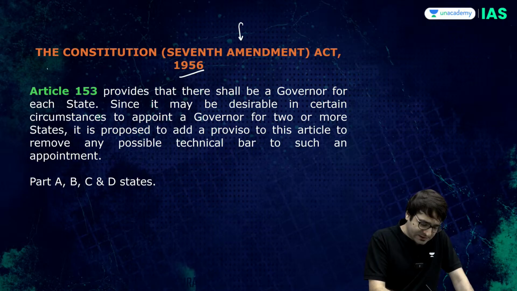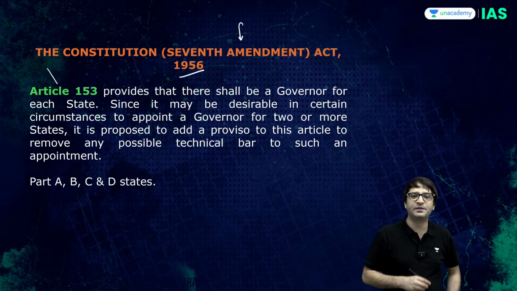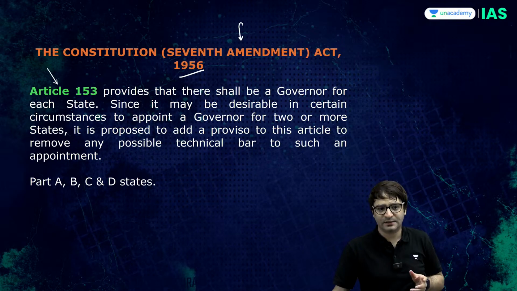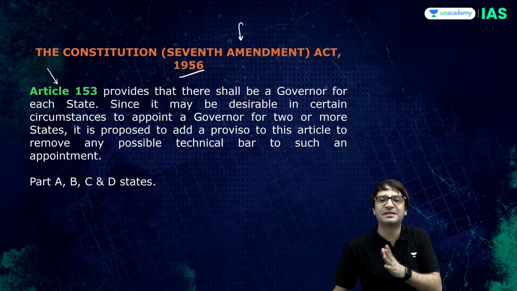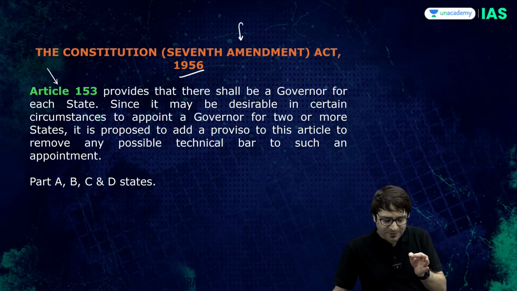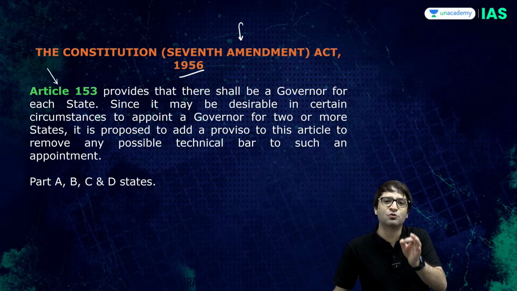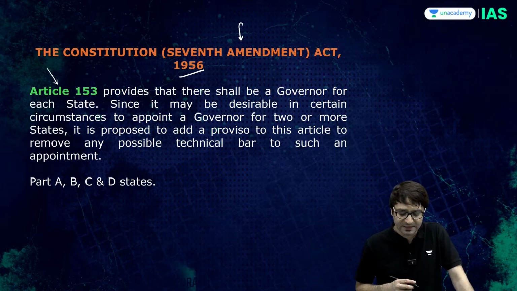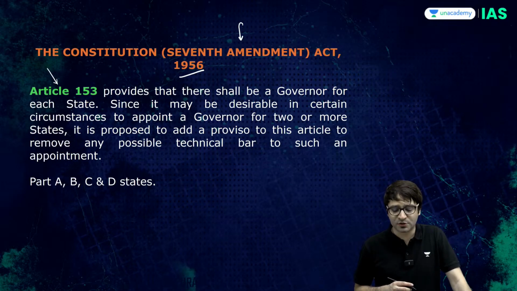And it was because of this 7th Constitutional Amendment Act that Article 153 also got amended, because Article 153 talks about the appointment of the governor. The governor shall be appointed by the President. Right? But then the same governor can be appointed to 2 or more states as well. This was provided by the 7th Constitutional Amendment Act. It provides that there shall be a governor for each state. Since it may be desirable in certain circumstances to appoint a governor for 2 or more states, it is proposed to add a proviso to this article to remove any possible technical bar to such an appointment.